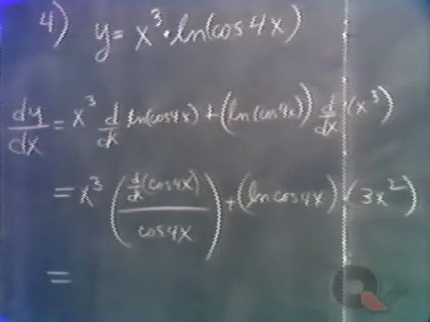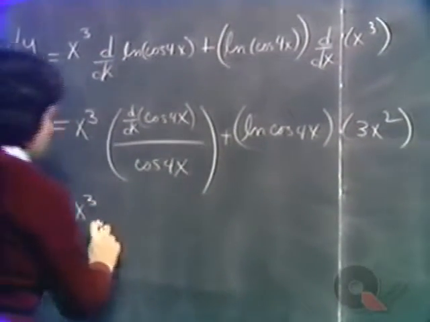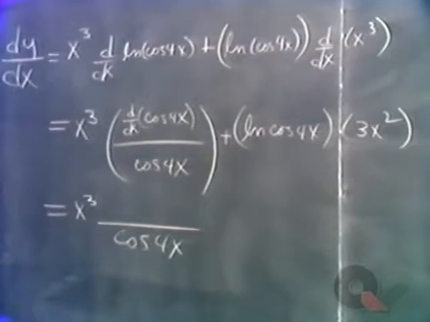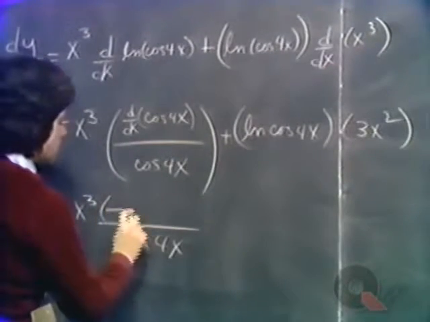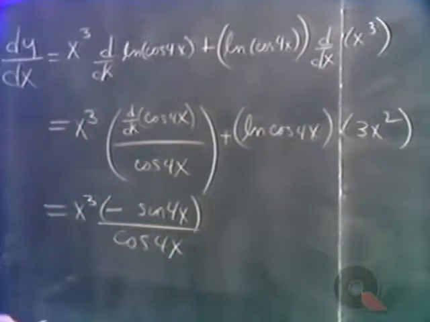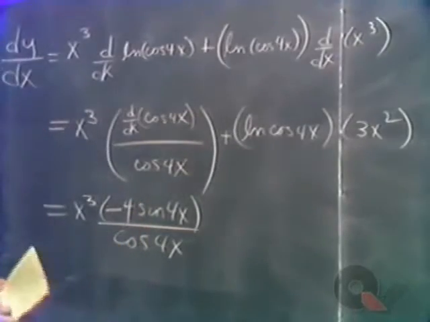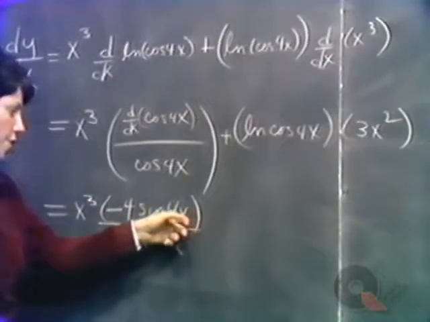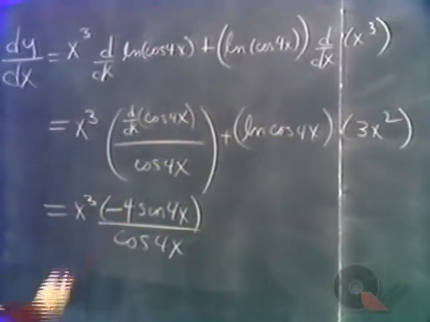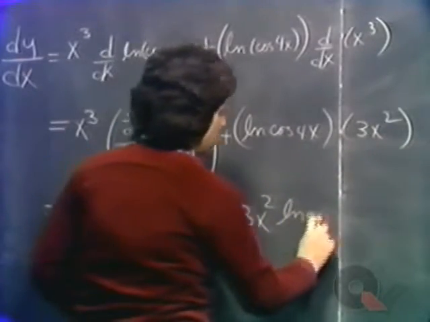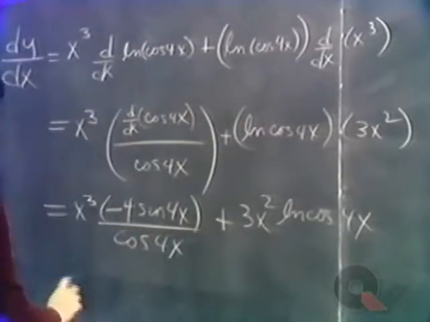Okay, now the derivative of the cosine of 4x has to be put there. And if we look on our formula sheets, derivative of cosine of something is minus the sine of the same something, minus the sine of 4x, times the derivative of the 4x, which is 4. So we have x cubed. Now for the derivative of cosine 4x, we have minus the sine of 4x times 4 over cosine 4x, plus, rewriting it, 3x squared, natural log of the cosine of 4x.